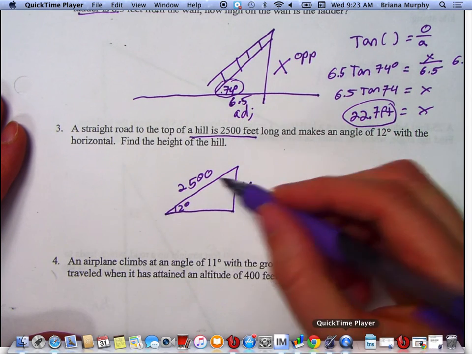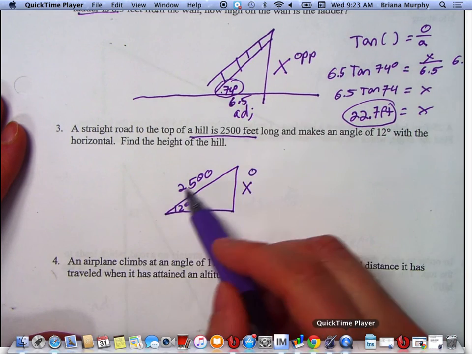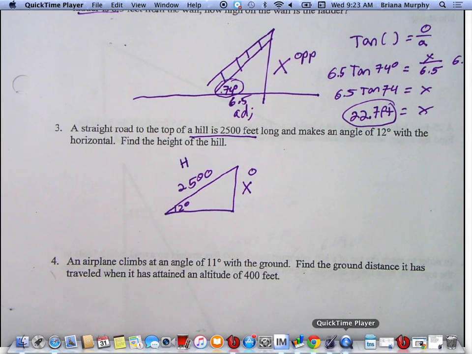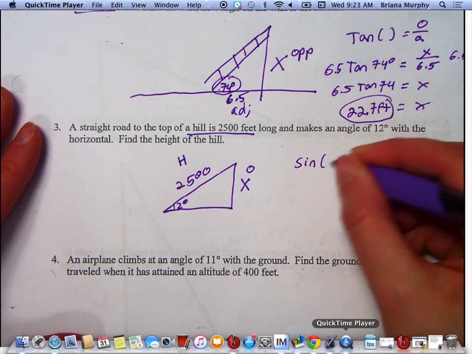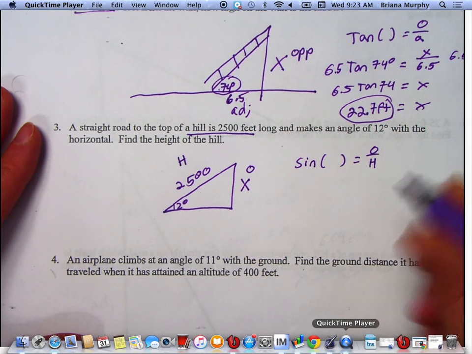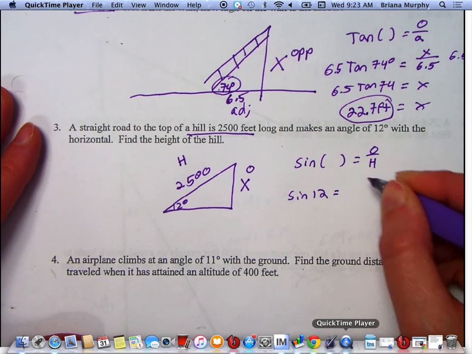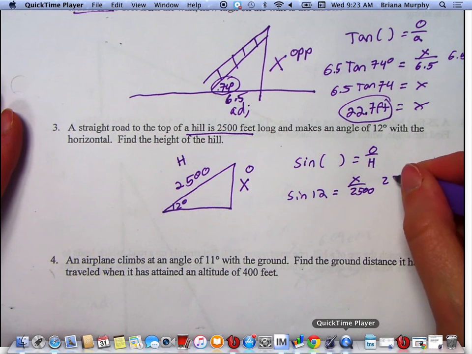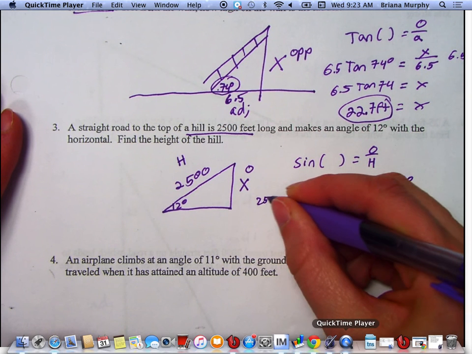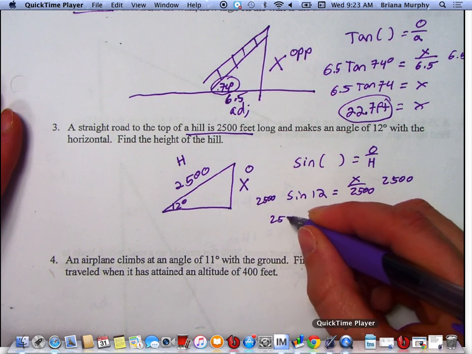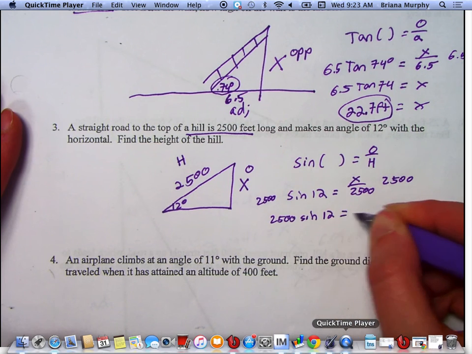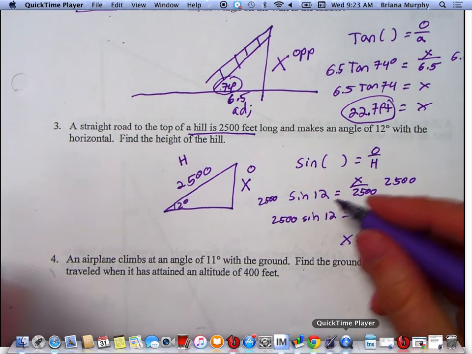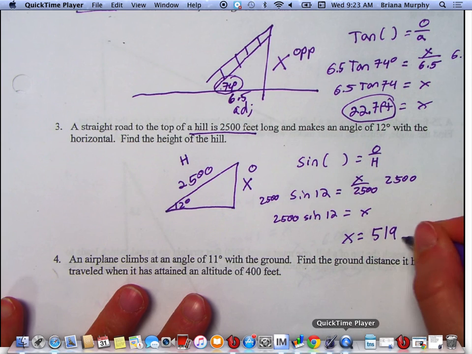Now, x is my what? Good. And my 2,500 is my? So I'm going to use which trig function? Sine, yeah. The sine of the angle equals the opposite over the hypotenuse. So sine of 12 equals x over 2,500. I'm going to multiply both sides by 2,500. And I'm going to put 2,500 sine 12 in my calculator, and I'm going to get x equals what? Somebody do it for me. I'm not doing it. 500 and what? Yep. 0.8 feet.